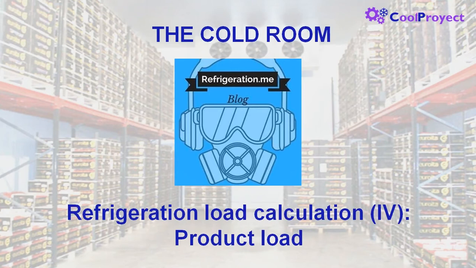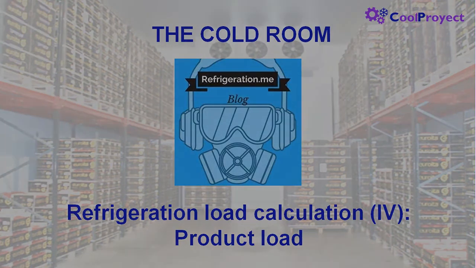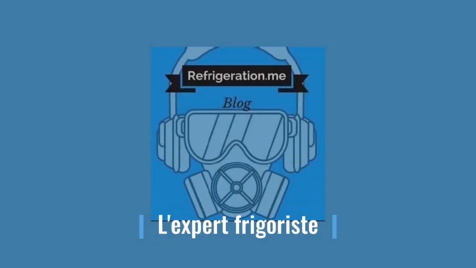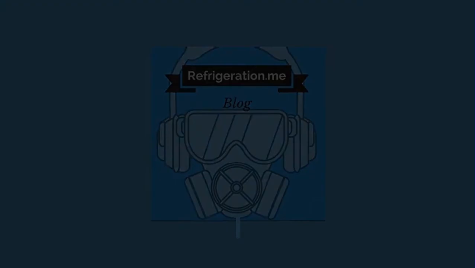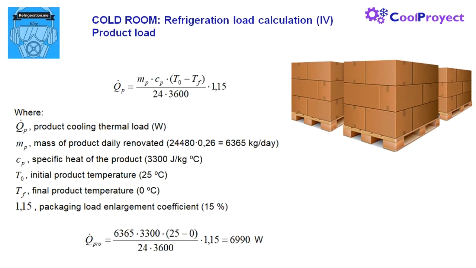Welcome to this new video in which we are gonna see the thermal load due to the product cooling. Let's go! The product load is the most important load, being between 55% and 75% of the total load. This is the equation to calculate that. The factors we have to take into account on this occasion are the following ones.